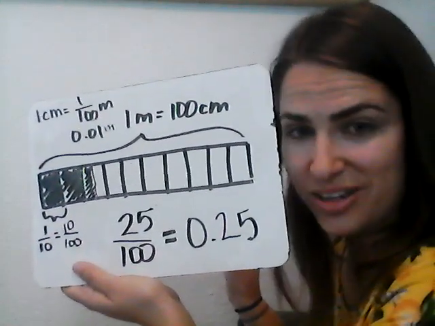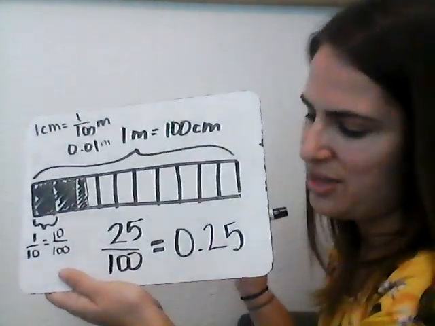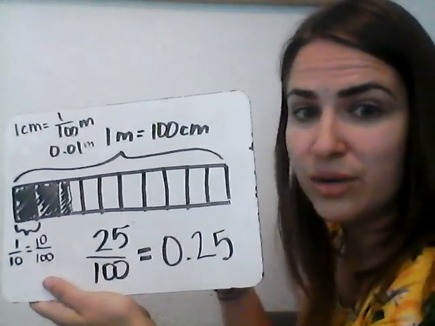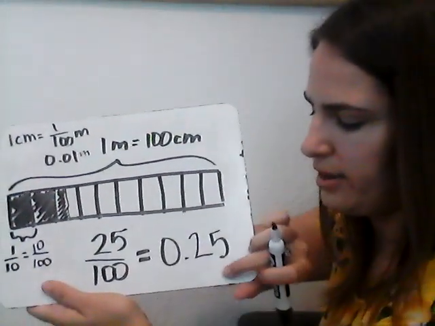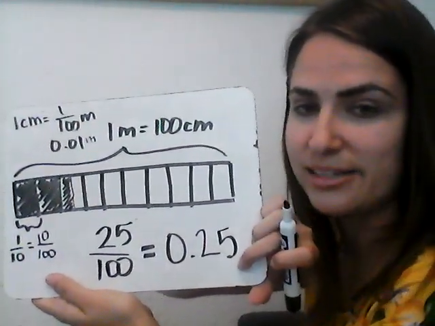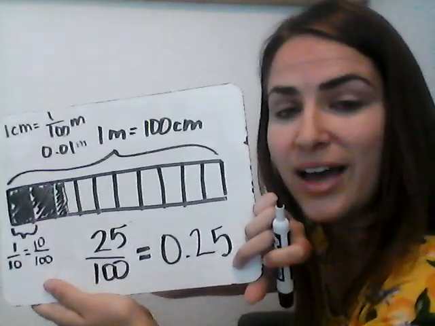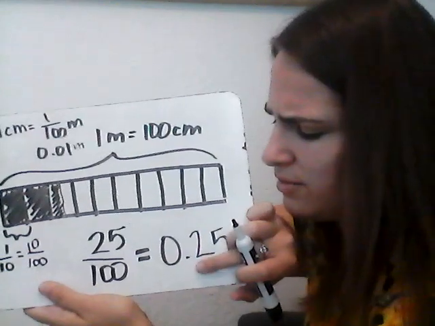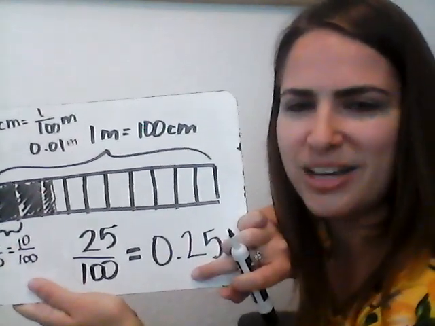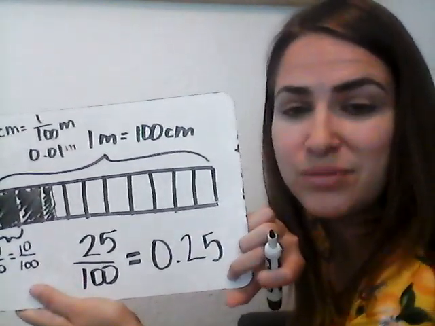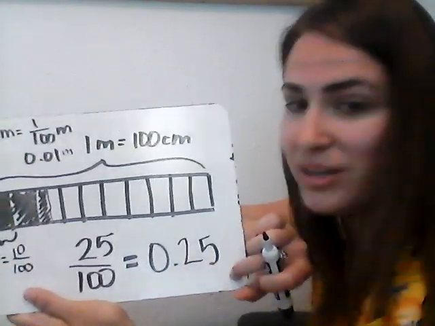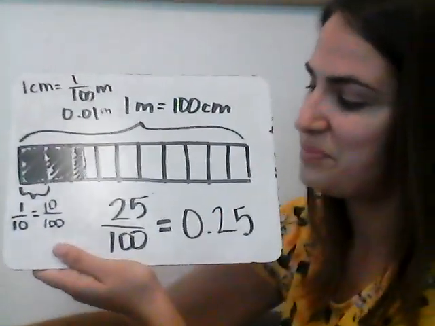25 hundredths. The place value that we say for this decimal is hundredths because the last number ends in the hundredths place. So that's why we say 25 hundredths, and we don't call it by tenths, because we have a number in the hundredths place. So we read this as 25 hundredths.